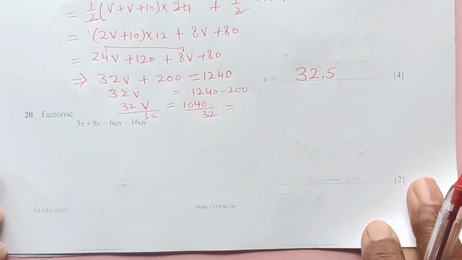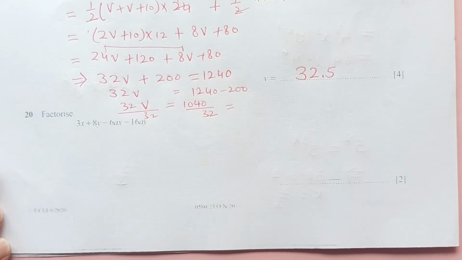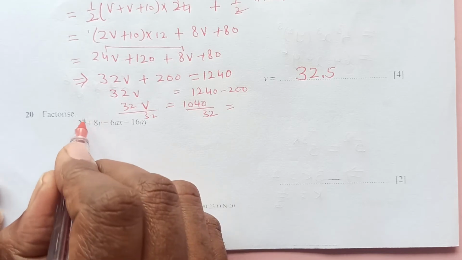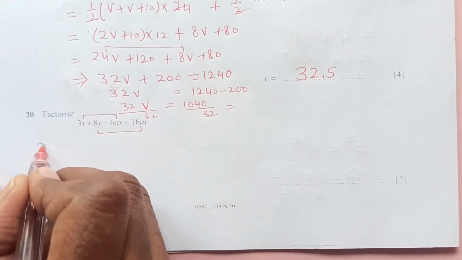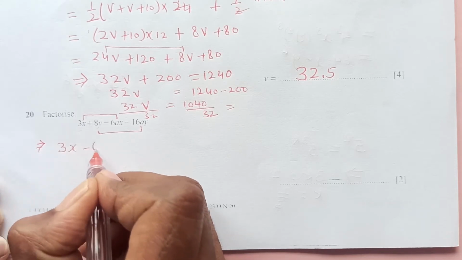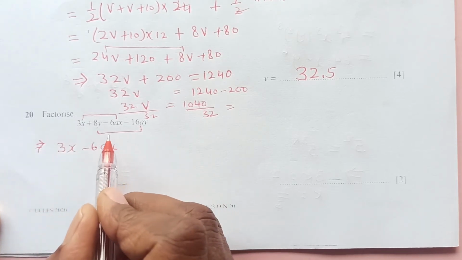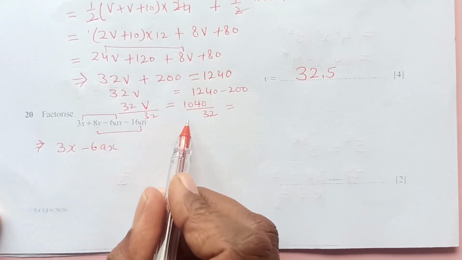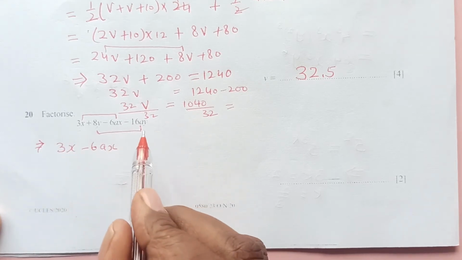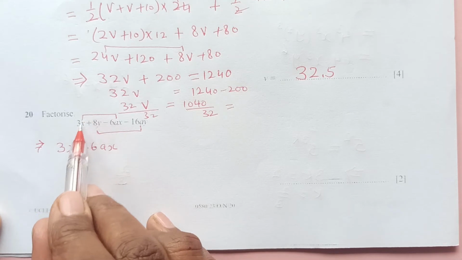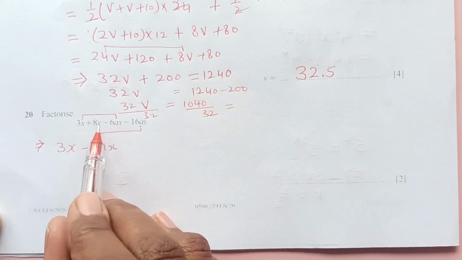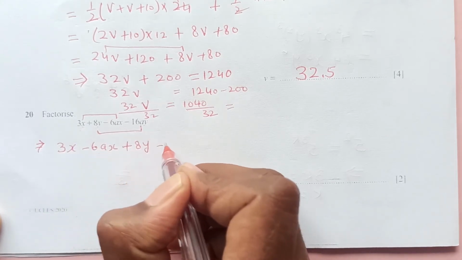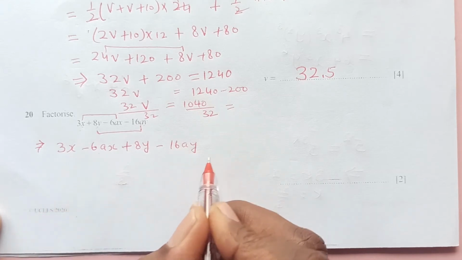Now number 20, factorize. To factorize, we need to see what is common. If you see here, in the first two terms we don't see anything common, so we can just pair them like this. So I'm writing this again: 3x minus 6ax. Now remember, students usually change the sign here. Don't make this mistake, because we don't have any equal sign. We are not changing the sign of any term. We are just rewriting them, just changing their position, right? 3x minus 6ax plus 8y minus 16ay. So I have not changed any of the signs, right?